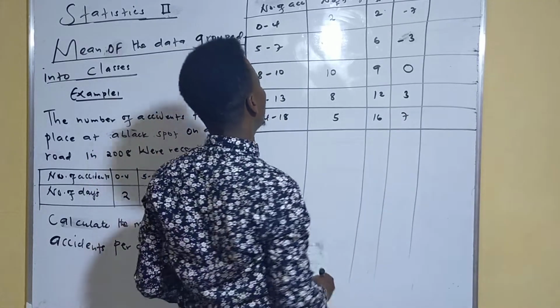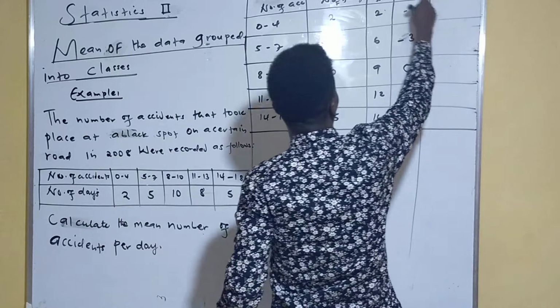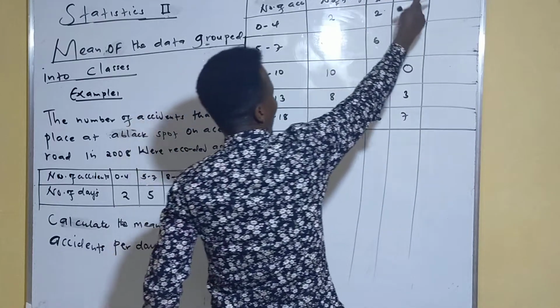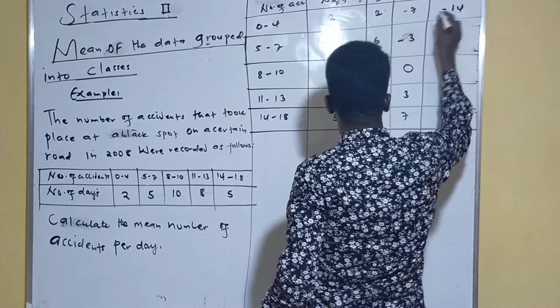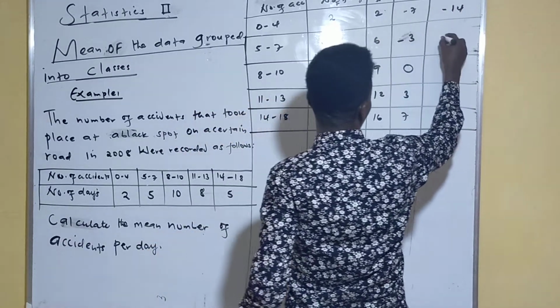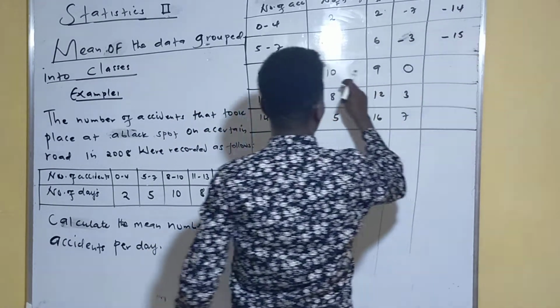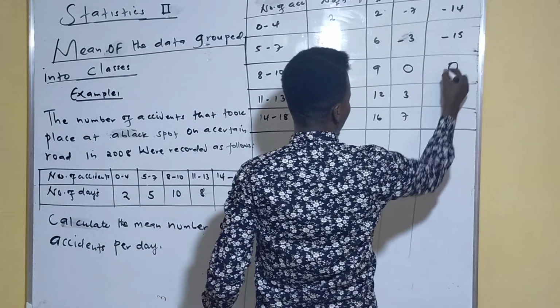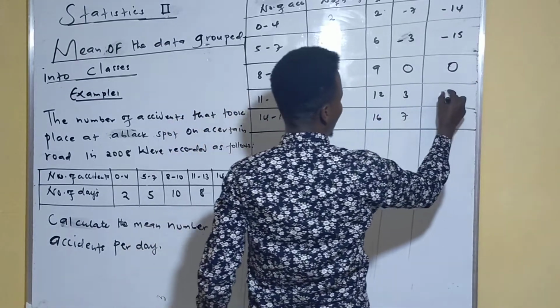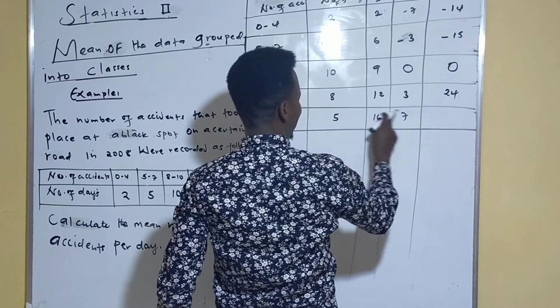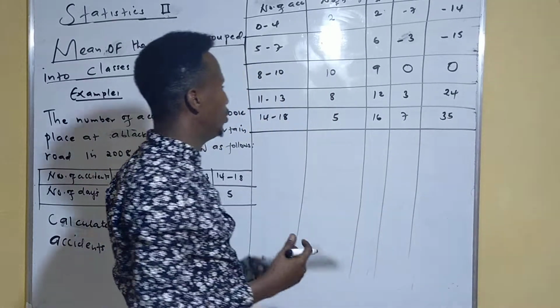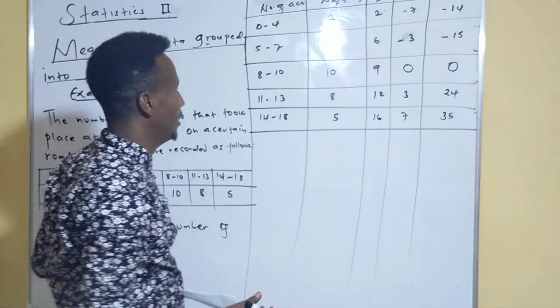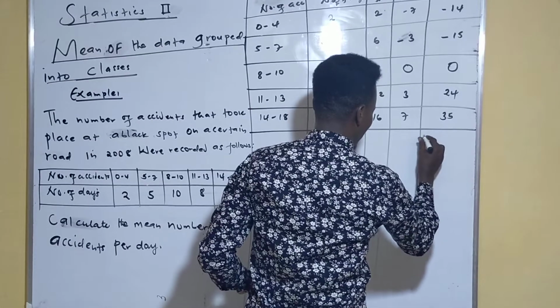So here remember you have FD. Our F is this one, the frequency, and D is this one. So 2 times negative 7 is negative 14. 5 times negative 3, negative 15. 10 times 0 is still 0. 8 times 3 is 24. 5 times 7 is 35. So for you not to get confused, remember we want to get the sum of FD.